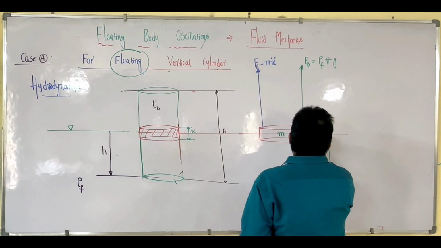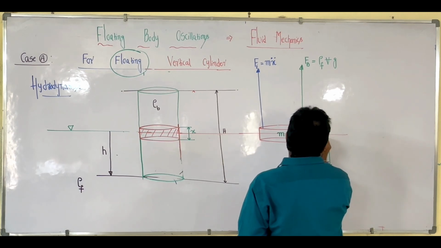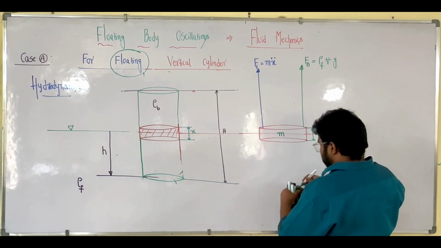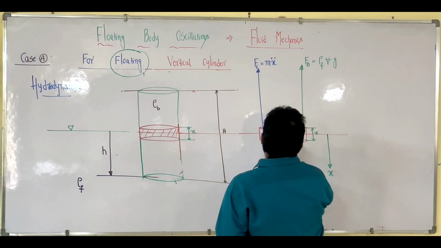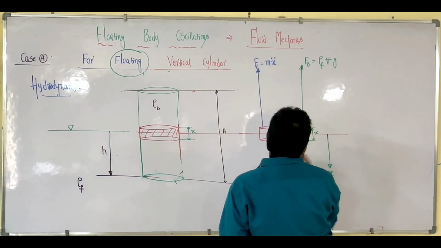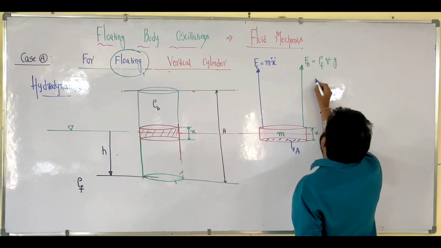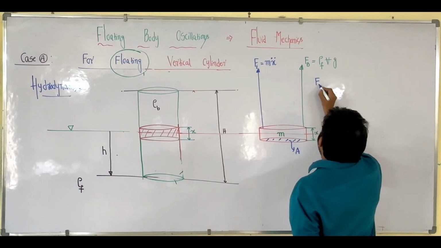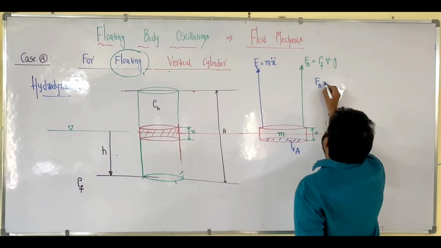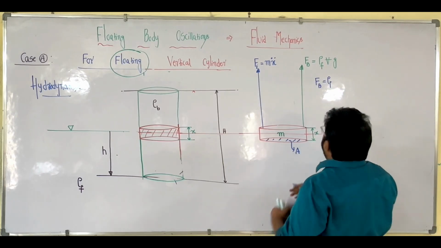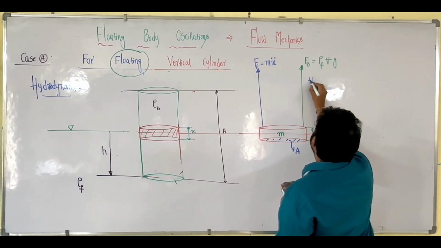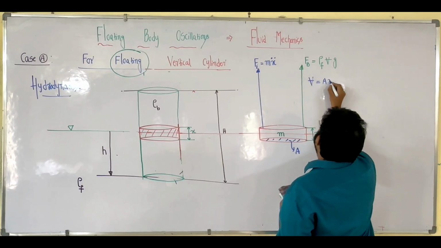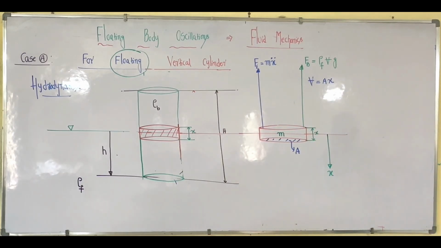Now tell me, what is the buoyant force acting on this? What is the cross section? Circular cross section. Buoyant force equals how much here? Density of the fluid. Here volume of the fluid displaced equals how much? A into x.